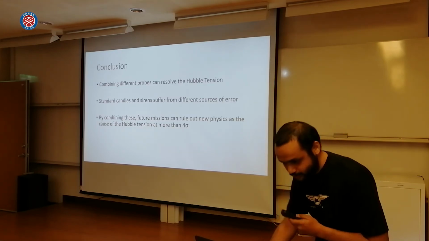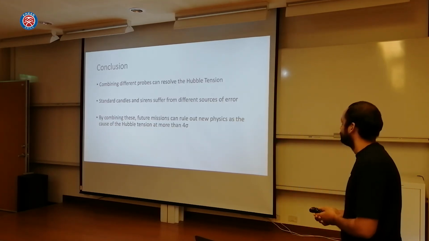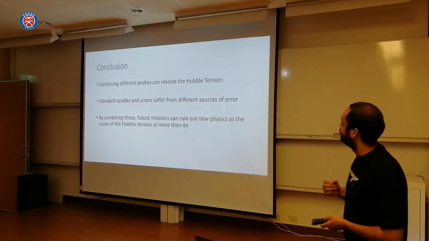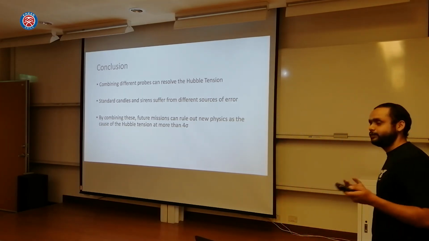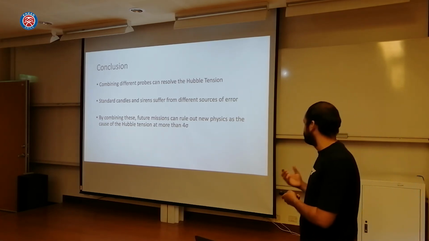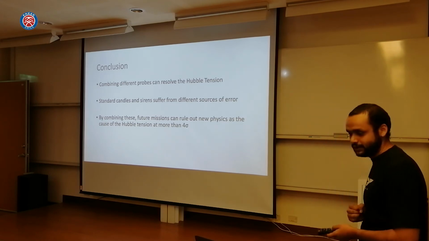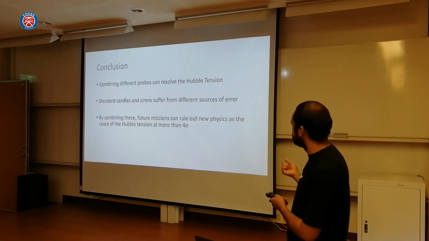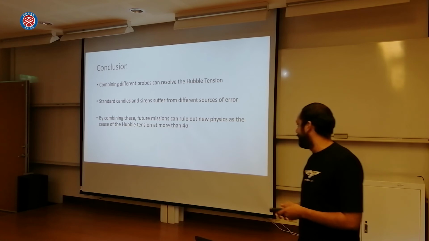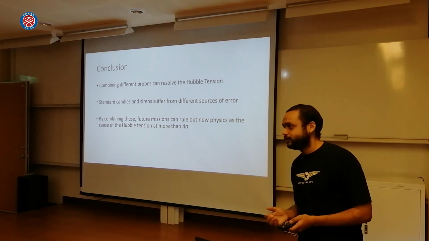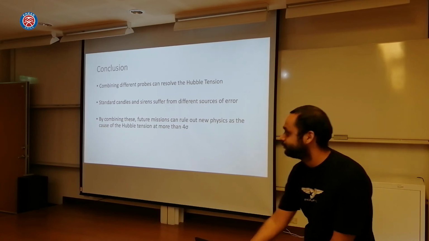Therefore, to conclude, I think that we can resolve the Hubble tension once we can combine different probes. Different probes would suffer from different systematics, so this will rule out systematics as a cause of the Hubble tension. And by combining standard candles and sirens, we have shown that you can rule out new physics as the cause at more than 4 sigma. Thank you.